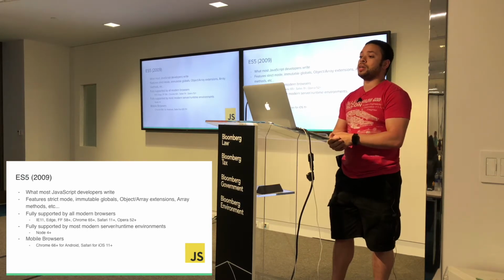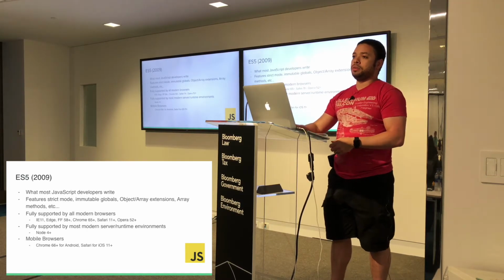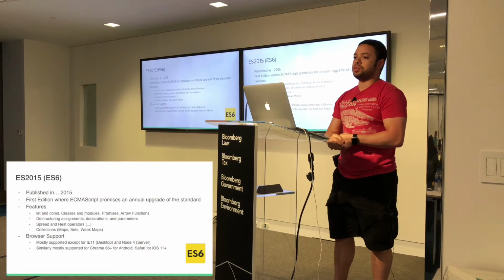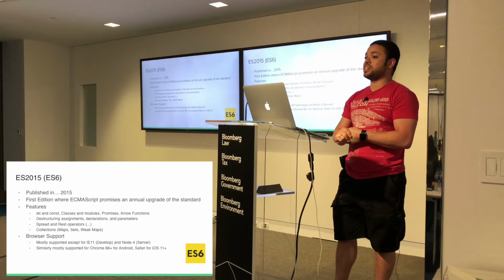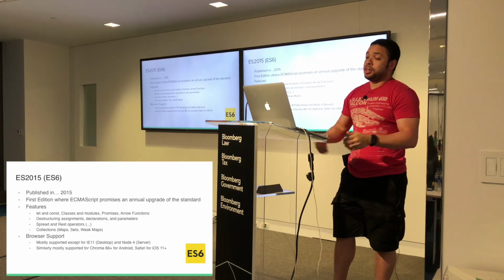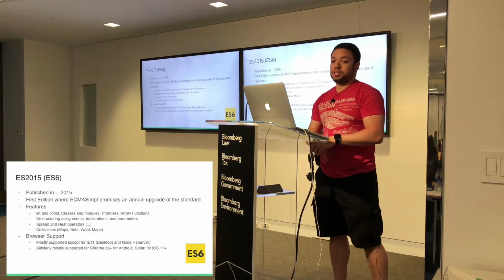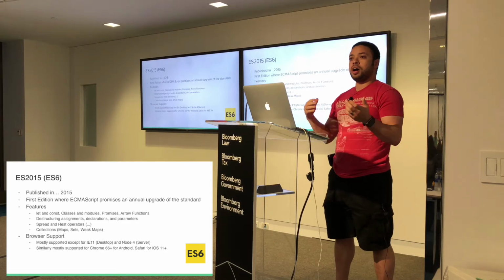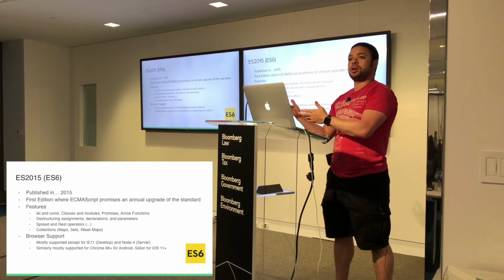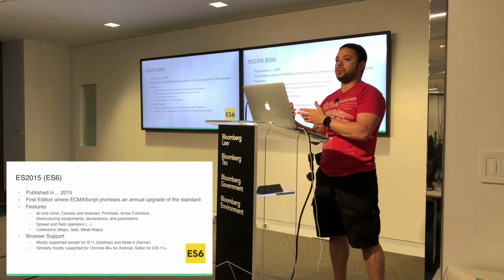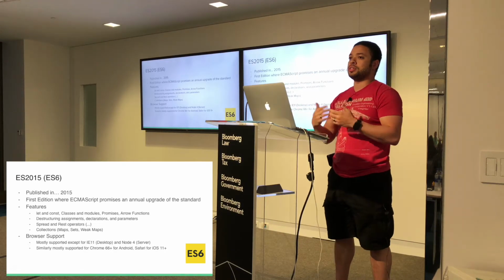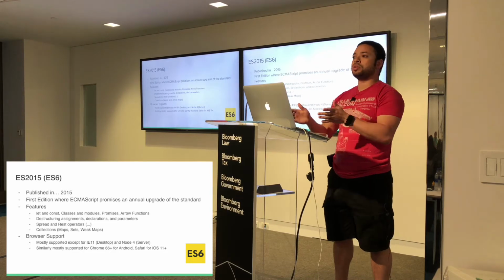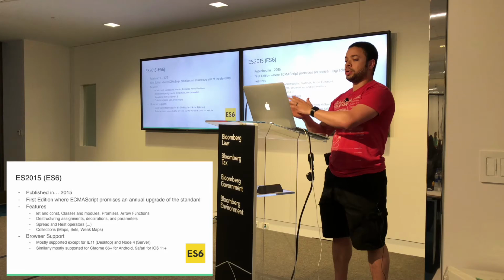for Android and iOS. So moving forward, 6 years later, ES6 was introduced, also known as ES2015, and it was published in, you guessed it, 2015. Pretty standard naming convention there. But this was the first of many additions to come, as a promise of annual upgrades for the standard. So every year they wanted to put out new upgrades, new features to the standard.